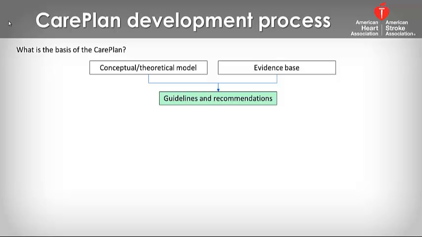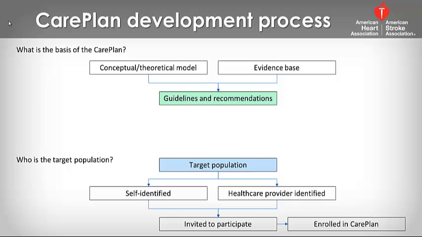So the plan, the process, first is identifying the basis of the care plan. A strong care plan needs both a conceptual or theoretical model as well as an evidence base, which forms the guidelines and recommendations. Another key factor is who is the target population. Are these patients self-identified, or are they identified by the healthcare provider? And how are they invited to participate and enroll in the care plan themselves?